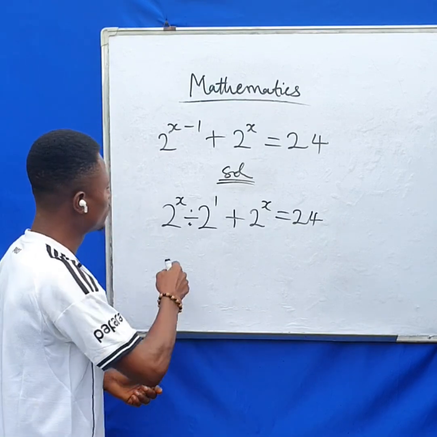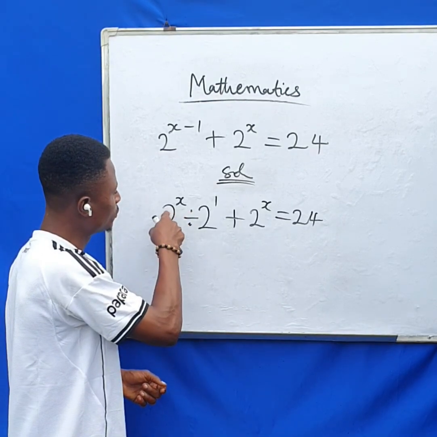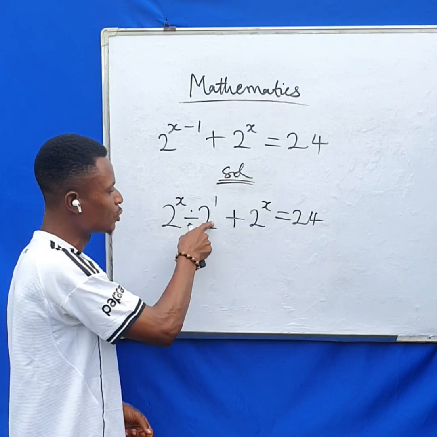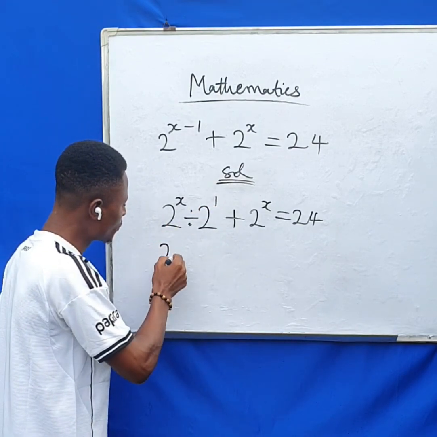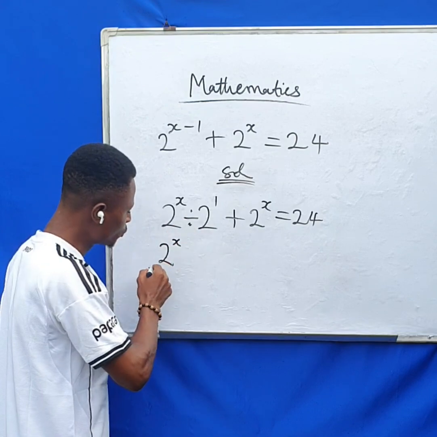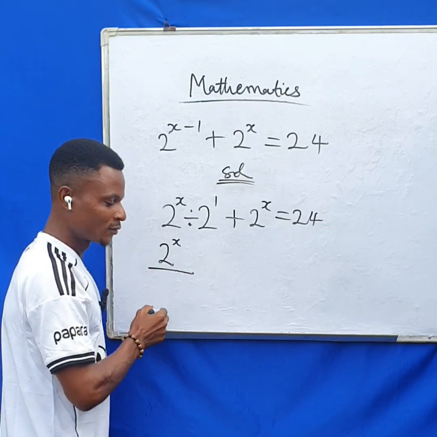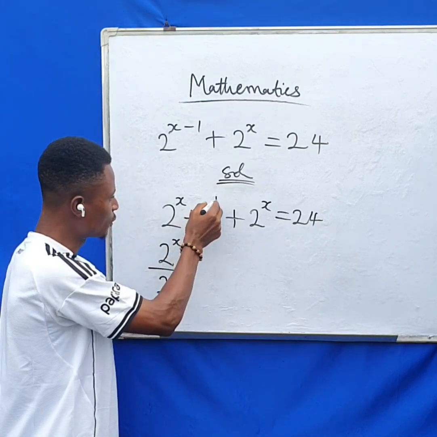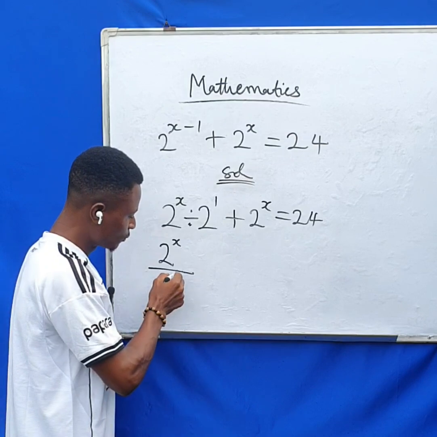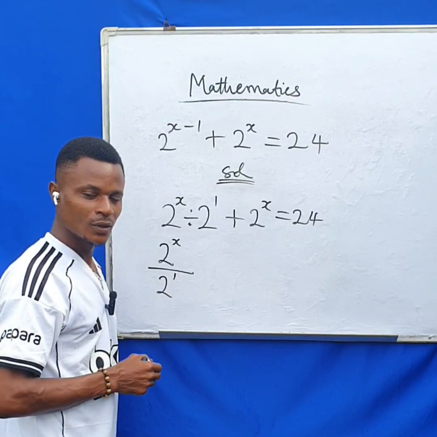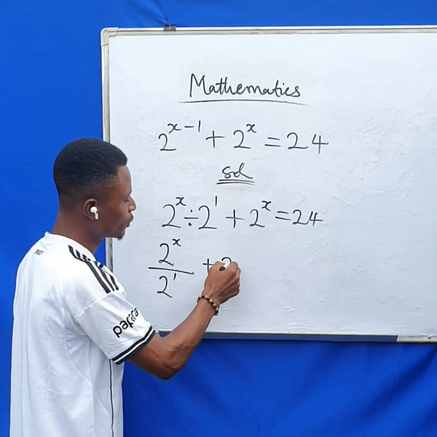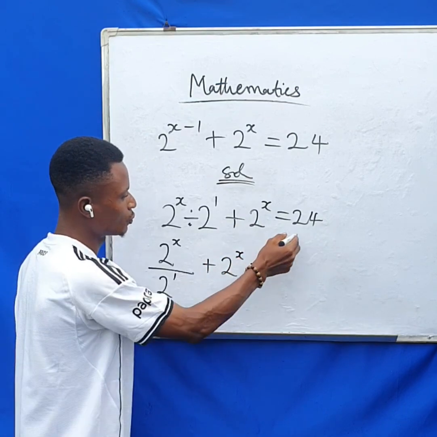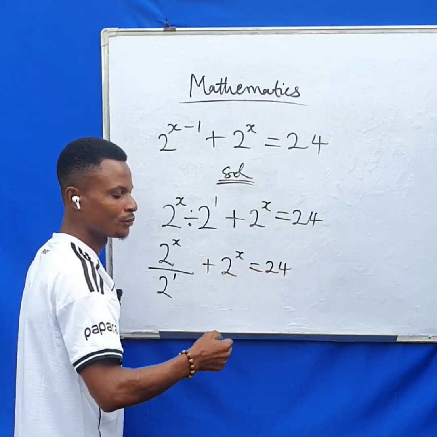Now, you have to know that this 2 raised to the power of x divided by 2 raised to the power of 1 can also be written like this: 2 raised to the power of x, in place of this we put divided by 2 raised to the power of this 1. You understand? Then plus 2 raised to the power of x equal to 24.